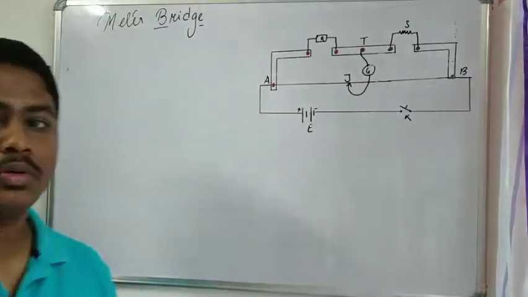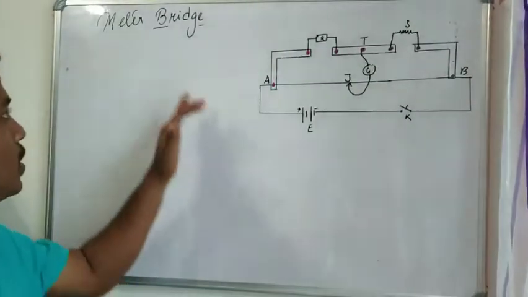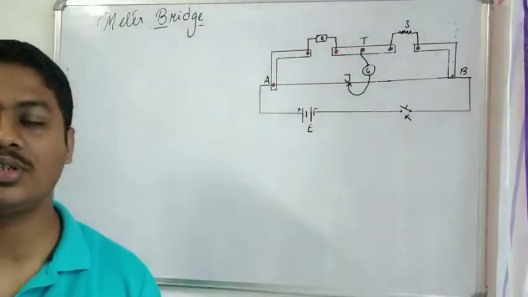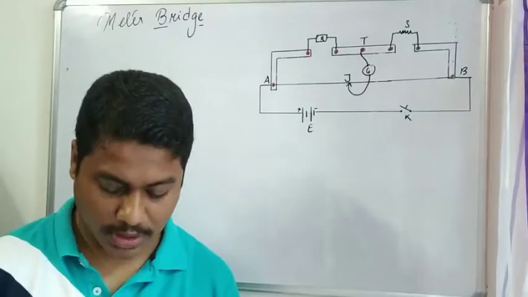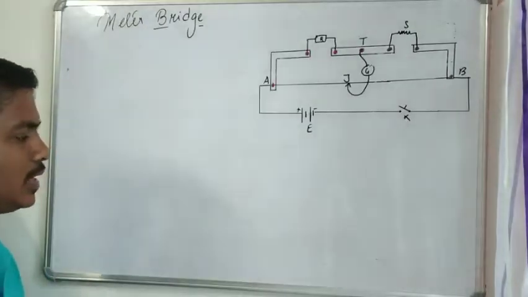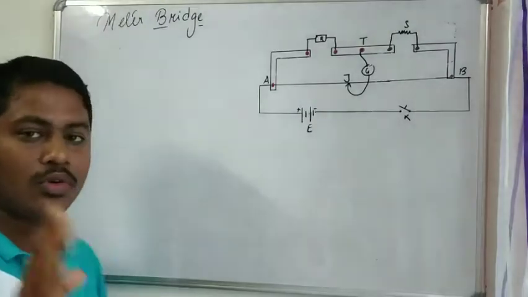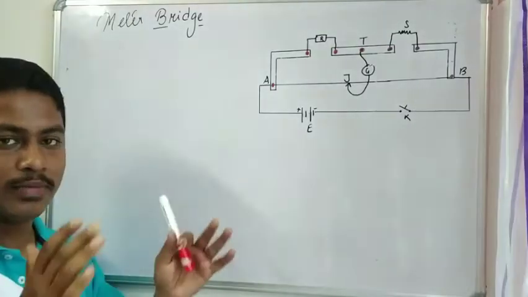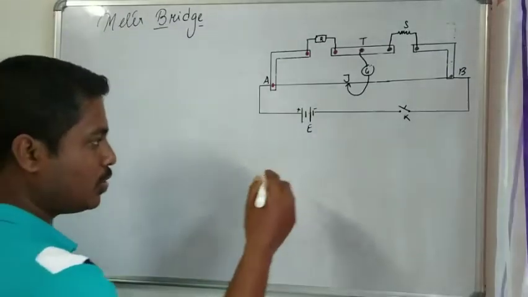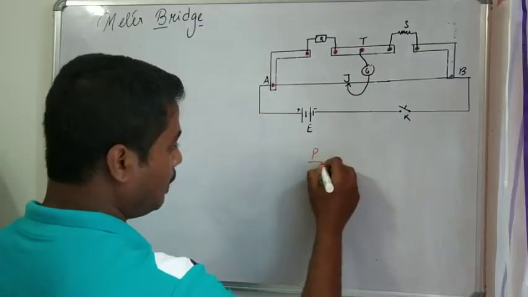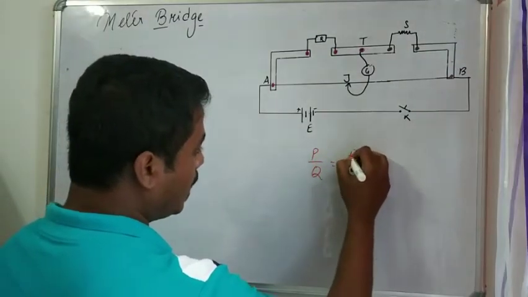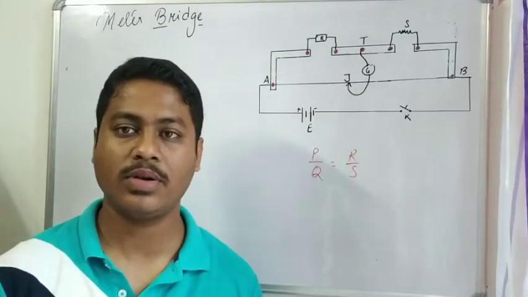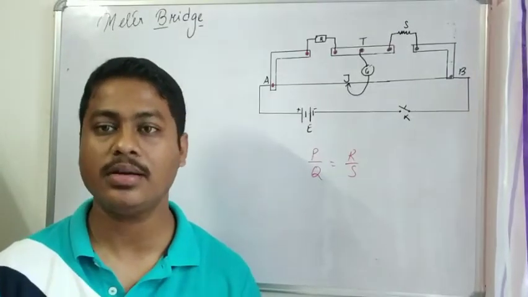Hello students. Today we'll be discussing a topic that is the meter bridge, and this is an application of the Wheatstone bridge principle. As we have already studied, the Wheatstone bridge consists of four resistors, P, Q, R and S, in the form of a bridge. According to the Wheatstone bridge principle, P by Q is equal to R by S. The main motive of the Wheatstone bridge principle is to find the unknown resistance in a circuit.